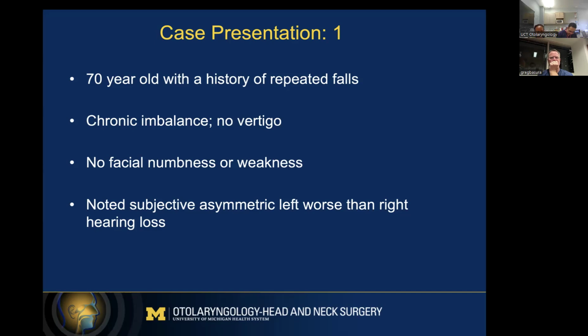So this is a 70-year-old, and the history is repeated falls. So you first want to find the history associated with the falls: the number of falls, the frequency, and if they have any associated vertiginous symptoms, that is, if the patient feels like the room is spinning, or feels lightheaded, or has any other symptoms like vomiting or palpitations that are associated with the falls.